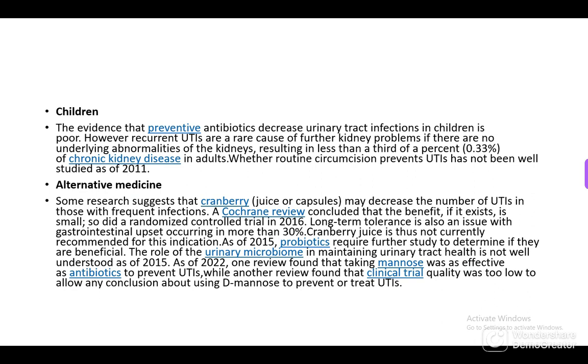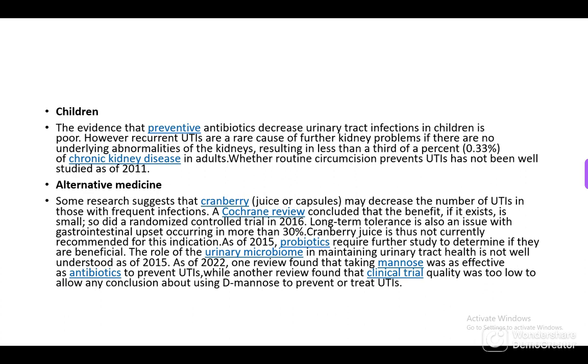Children again, a hygienic habit should be adopted in the children. Those people who are at higher risk of developing it should be given prophylactic antibiotics. In alternative medicine, cranberry juice or capsule is another one with which you can restrict the infection. However, the Cochrane review is not satisfied with this. They have trialed cranberry juice. Probiotics require further studies. These are the other agents developed for this. They say it is not a very effective prophylactic.